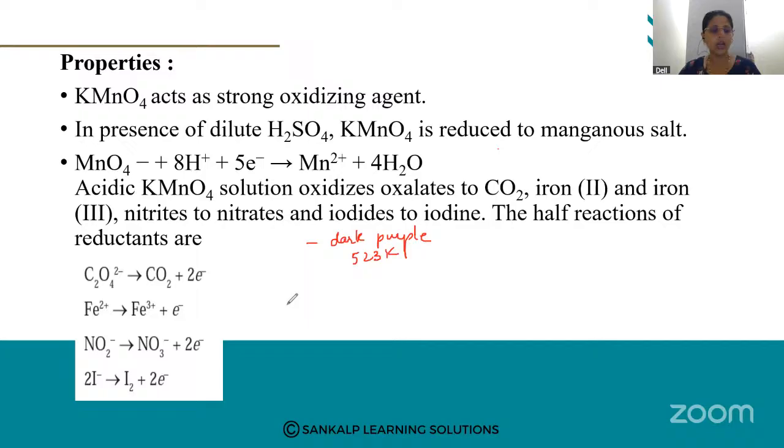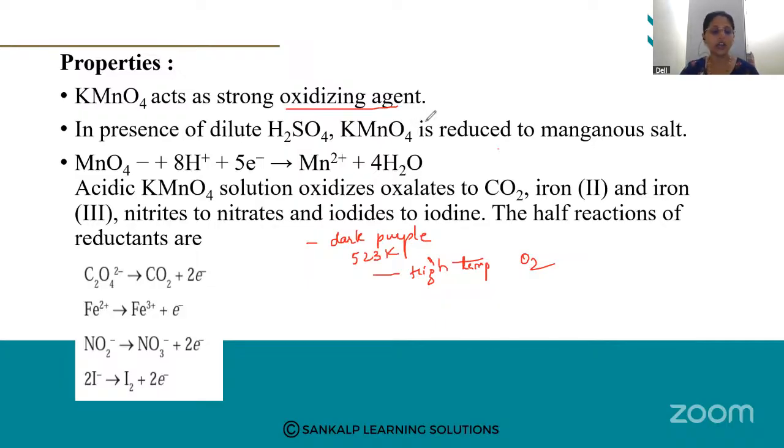Chemical properties: action of heat. It is stable at room temperature, but at high temperatures it decomposes to give O2. Then, if you look at the oxidizing nature, it acts as a strong oxidizing agent. KMnO4 acts as a very strong oxidizing agent in neutral solutions, acidic solutions, and even in alkaline medium.